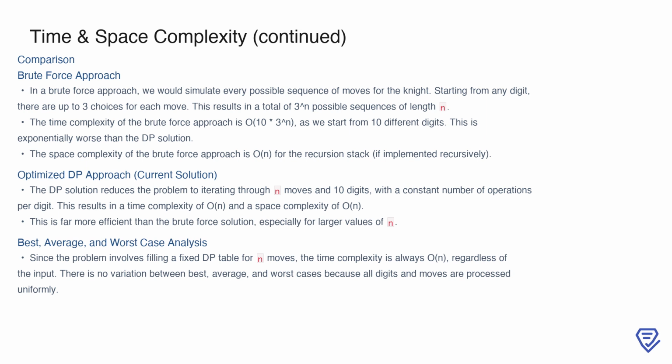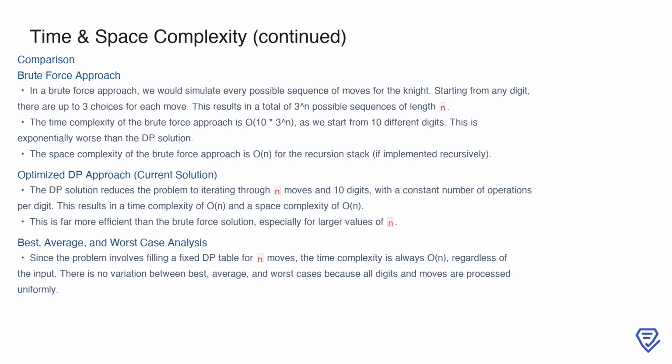In contrast, the optimized dp approach reduces the problem to iterating through n moves in 10 digits, with a constant number of operations per digit. This leads to a time complexity of O(n) and a space complexity of O(n), which are both significantly more efficient. Moreover, the dp solution performs uniformly across all inputs since it processes each digit and move in the same way.